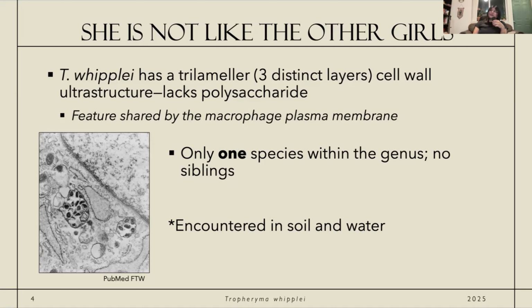And then this is the only species within the genus. It doesn't have any siblings. It's a lonely child. It's so lonely. We should get it another. Let's evolve another one. So this bacteria is encountered in soil and water, but it's supposed to be encountered abundantly in the environment. Exactly where? It's still a little unknown. Truth be told, this isn't the most researched bacteria, but I thought it was one of the more interesting ones, so that's why I picked it. So there will be gaps, and I'm sorry about that.